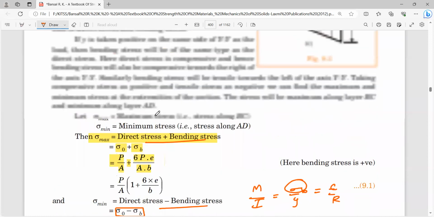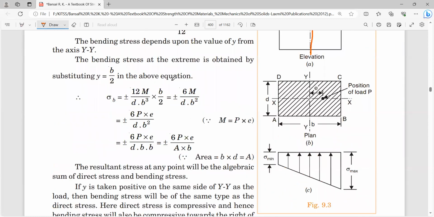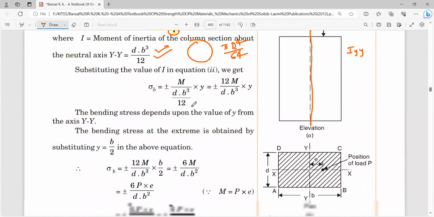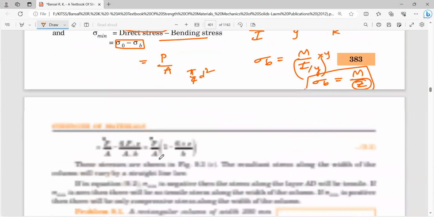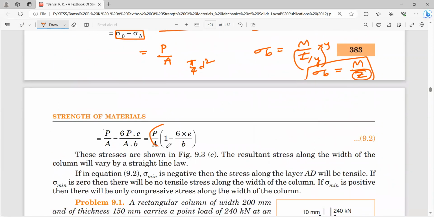Okay. For the rectangle section, the moment of inertia is db cubed by 12, so if we substitute that, the final answer is this. So maximum stress is P by A of 1 plus 6e by b. Minimum stress is P by A of 1 minus 6e by b. So these are the formulas only for the rectangle section. These formulas will be different for circular section, right?